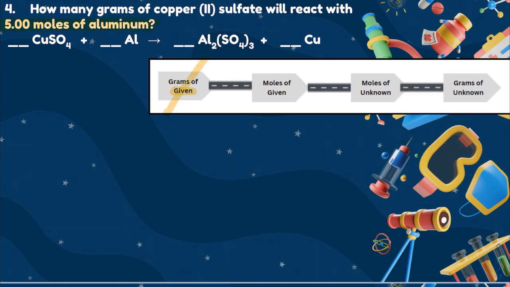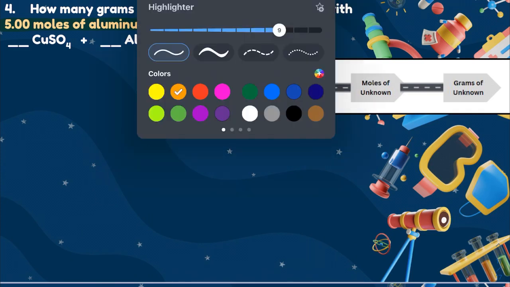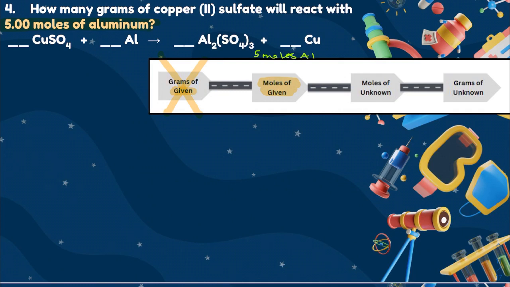Now we're starting at moles, so we are actually not starting here at grams of given. We are starting at moles of given. So I'm going to fill that in, that I am starting with 5 moles of aluminum. And where are we going? The problem is asking us to solve for how many grams of copper sulfate. So we're going to grams of the other chemical. We're going over here to grams of unknown, and that's going to be grams of the copper sulfate.